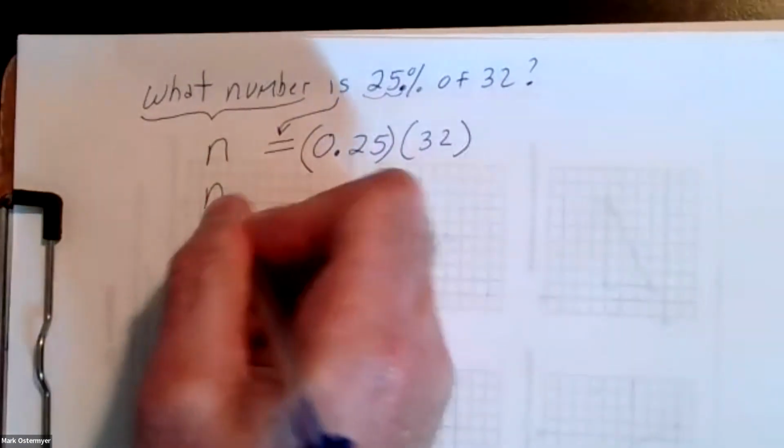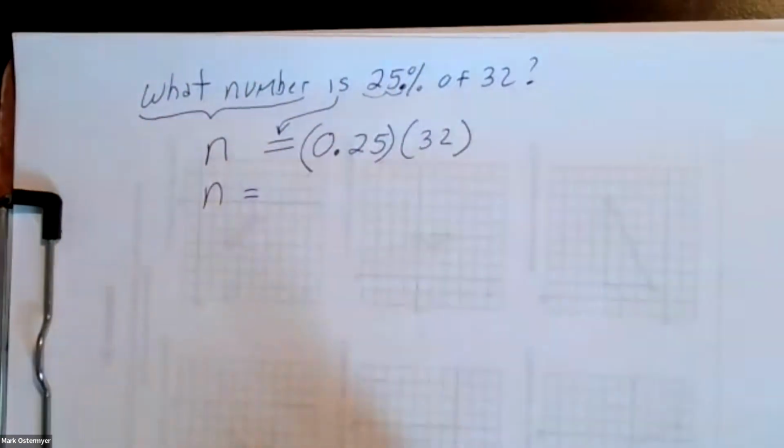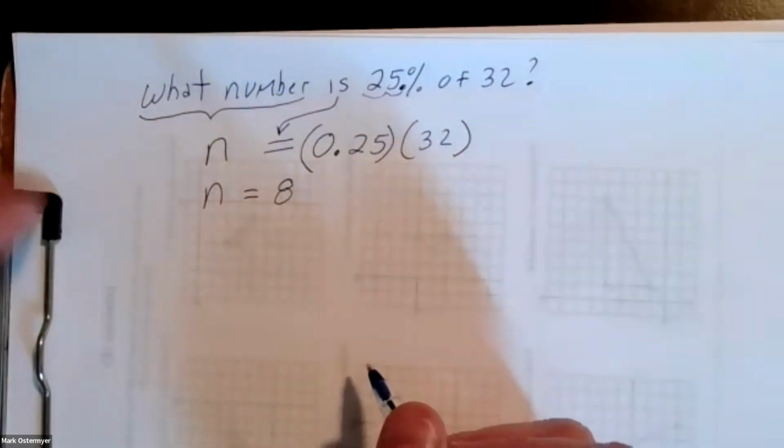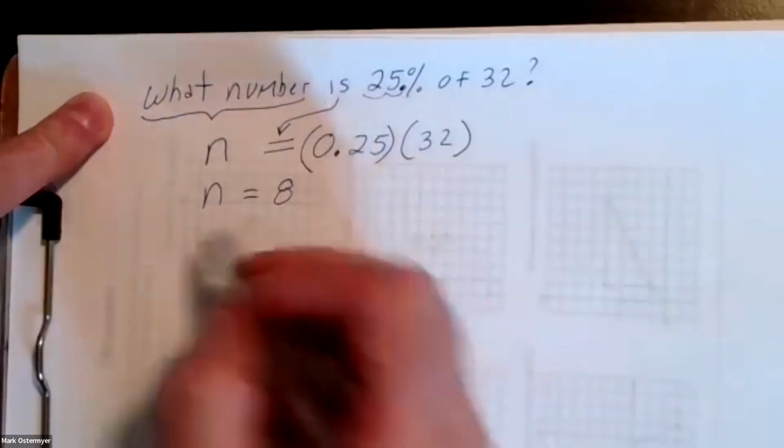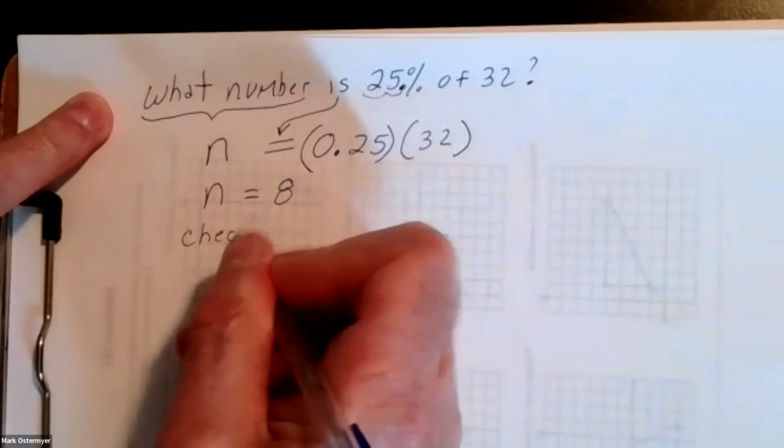And ladies and gentlemen, you can do this on your calculator. What is 0.25 times 32? Go ahead and dial it up. It gives you 8. And we're done. Therefore, you might want to check your answer for reasonableness.